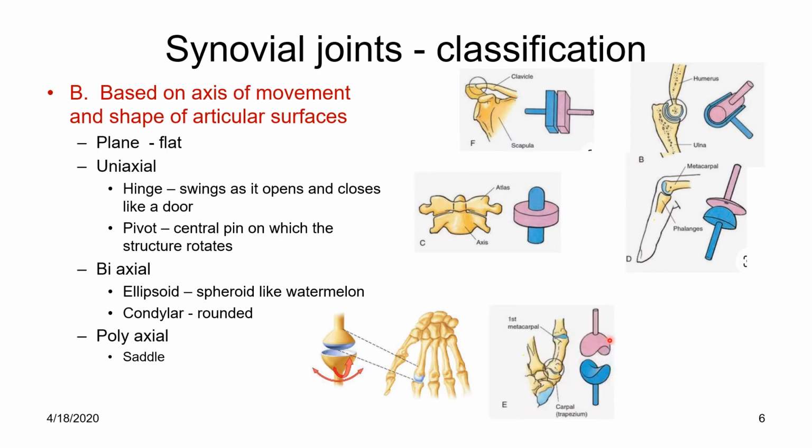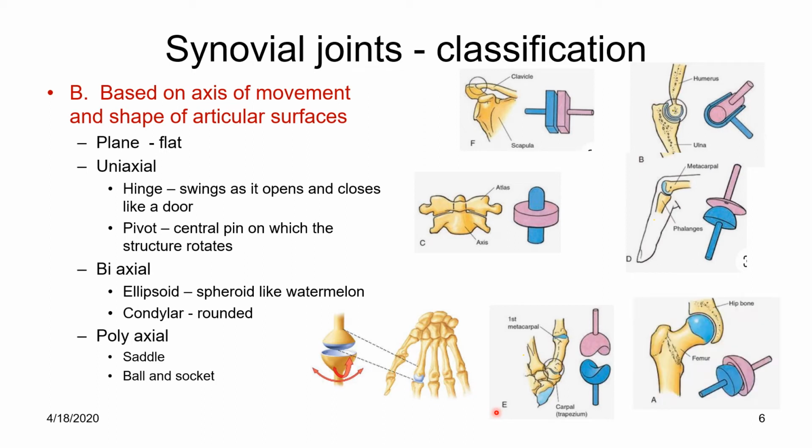Then there is the polyaxial joint, of which there is a saddle variety, and this is the saddle. Okay, like a saddle you will be seeing it. And then the carpometacarpal joint of the thumb is an example for saddle type of joint. Then there is the ball and socket joint. So there will be a ball, a rounded one, which is fitting into a depressed one. So the example is the joint between the femur and hip bone. That is the hip joint.